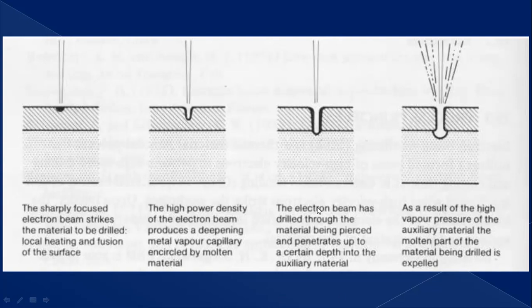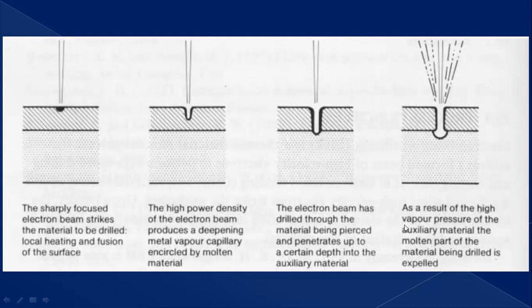Next, in the next phase, the electron beam has drilled through the material being pierced and penetrates to a certain depth into the auxiliary material. So we have drilled the hole. See, this is a cross section of some surface. That's why we can see the hole like this. Okay, not the complete part. It is a cross section, the view we see after cutting. It penetrates up to a certain depth into the auxiliary material. The moment it hits the auxiliary material, we know that the hole is completely drilled through the material.